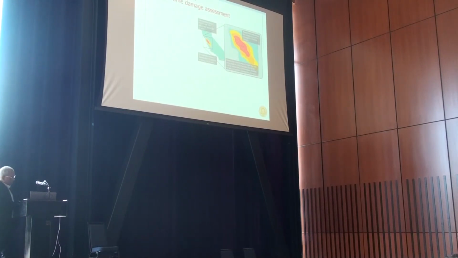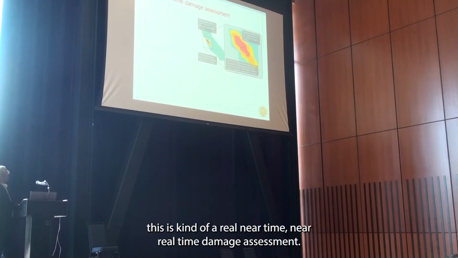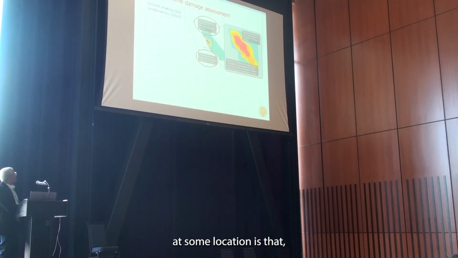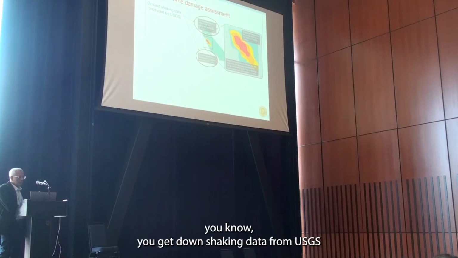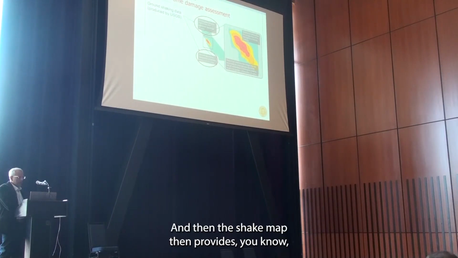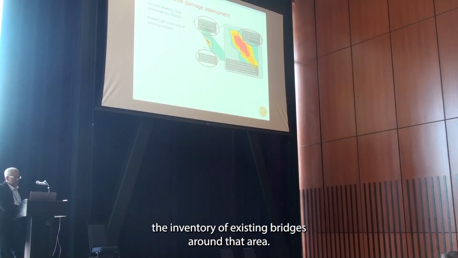Okay, this is a near real-time damage assessment. So what typically happens, when you have an earthquake at some location, is that you get ground shaking data from USGS in near real time, about a minute or so, and then the ShakeMap then provides the inventory of existing bridges around that area.